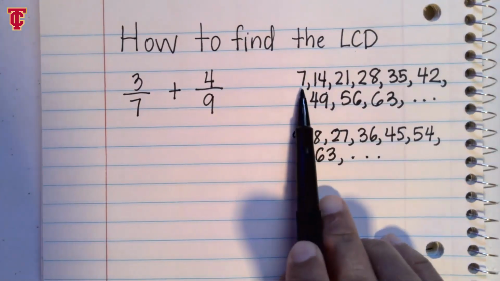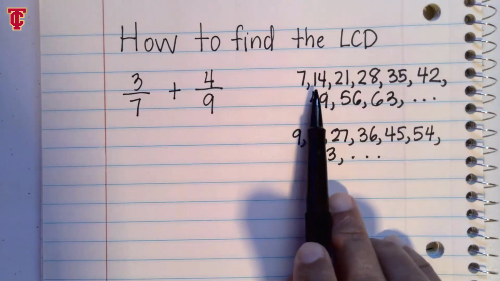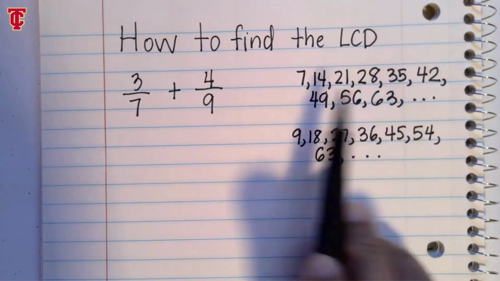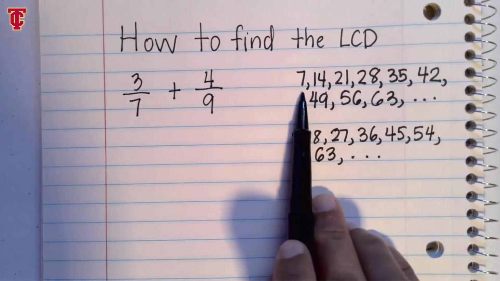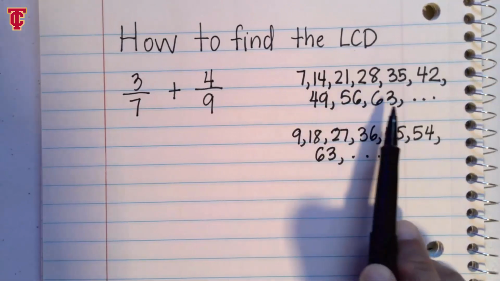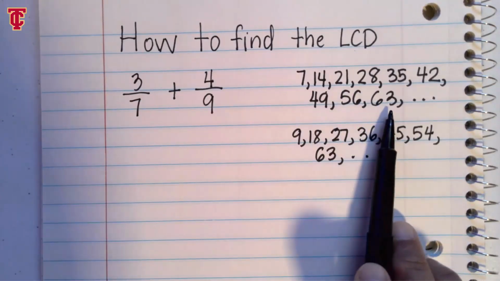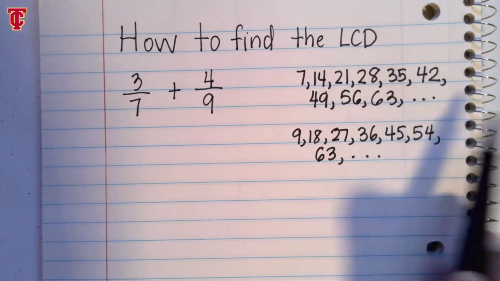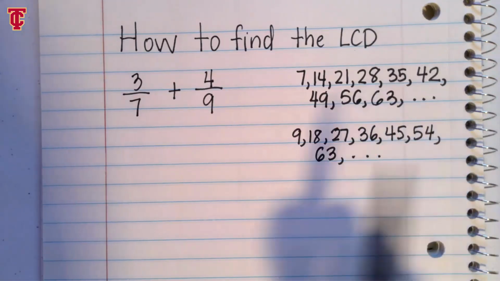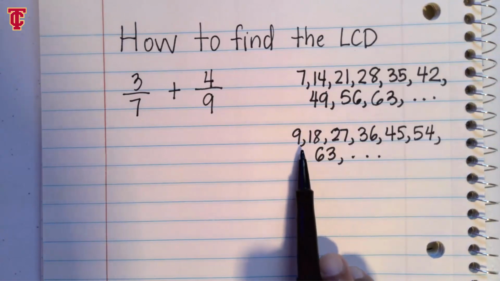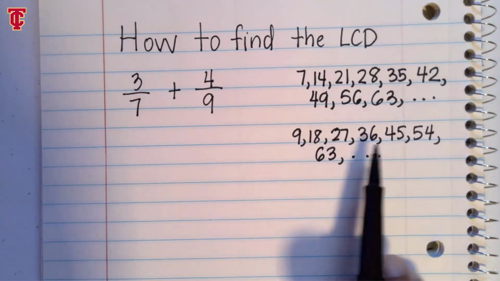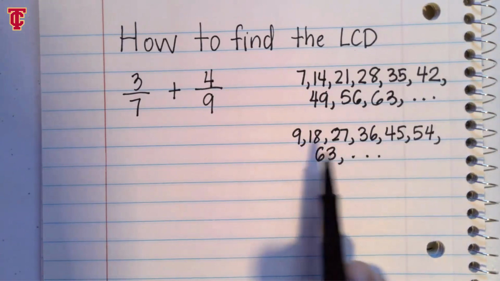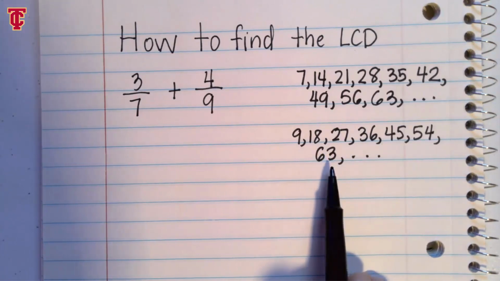So what I can do here is look at each one of these number sets and look at the lowest common number. I'll just go through this visually. And I look at it, I'm like, whoa, look at this, 63. 63 is the first number both of them have in common. So 7 goes into 63, and 9 also goes into 63. So in this case, 63 would be my lowest common denominator.